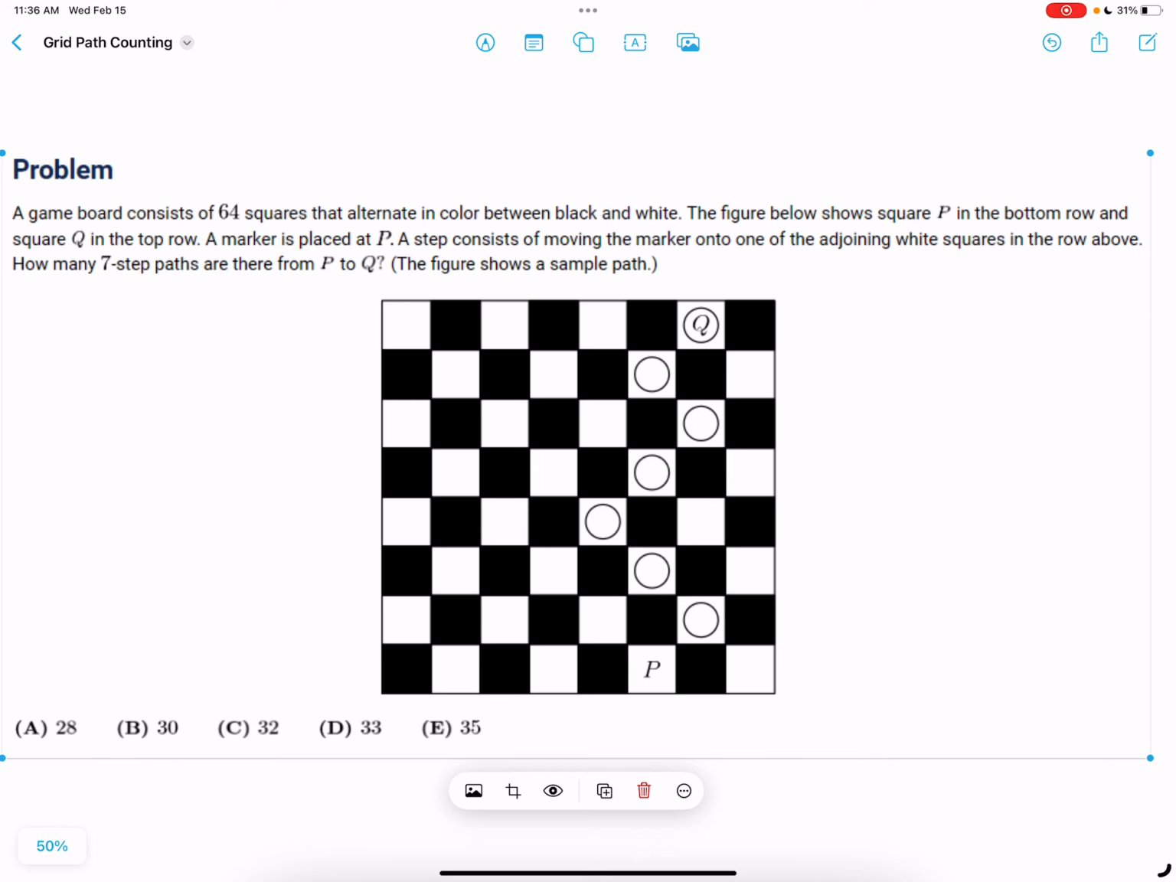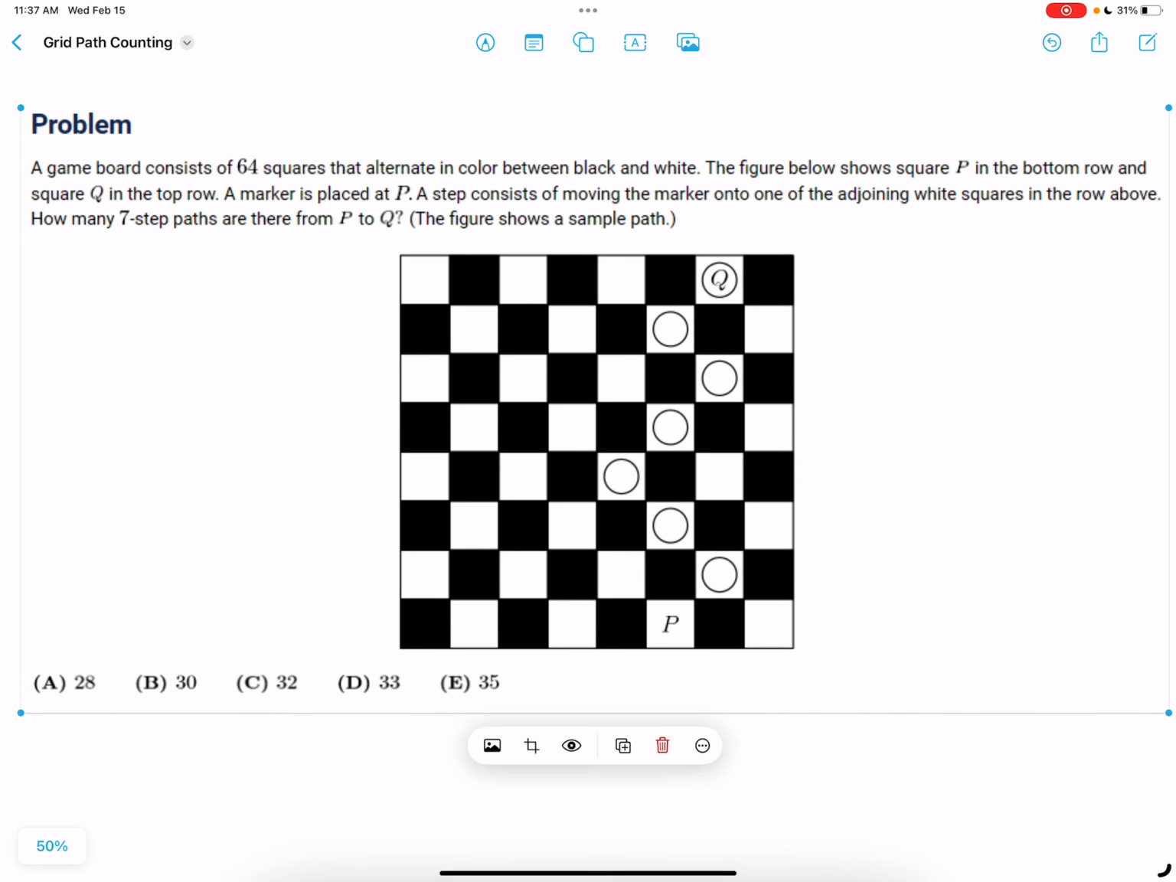A step consists of moving the marker onto one of the adjoining white spaces in the row above. Okay, only goes to the white space. How many 7-step paths are there from P to Q? Right? So to solve this problem, we need to again be organized and see what we can do. This problem is a little harder. It's a different problem. It's a little harder.